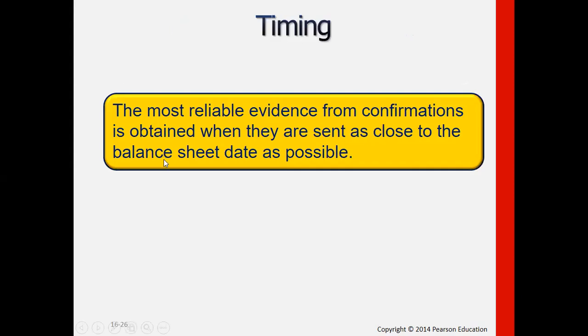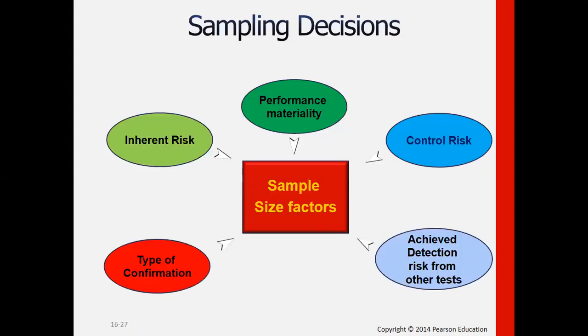Timing. The most reliable evidence from confirmations is obtained when they are sent as close to the balance sheet date as possible. As said a while ago, the accounts receivable normally are moving items. They are variable, and they are easily changing from one day to another. That's why if we are going to perform tests like confirmations, they have to be close to the reporting date or balance sheet date.